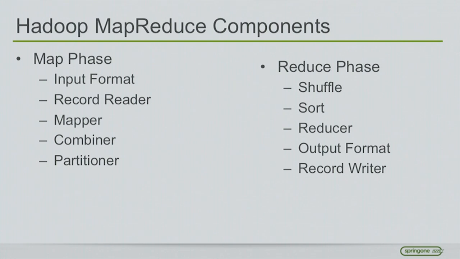And then in the reduce phase, there's the shuffling, which is the actual copying of the key value pairs to those reducers that were partitioned, the sorting of the data, and running the reducer for the groups. And then of course you have a corresponding output format and a record writer. How am I going to write out these key value pairs? Is it one per line? Am I writing an Avro file? Things like that.